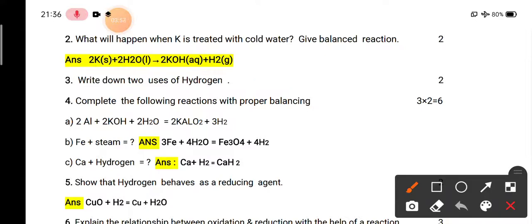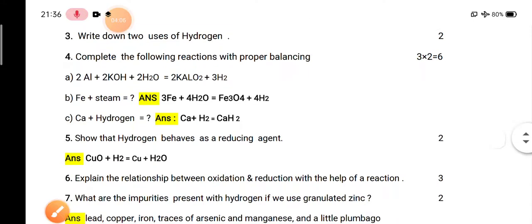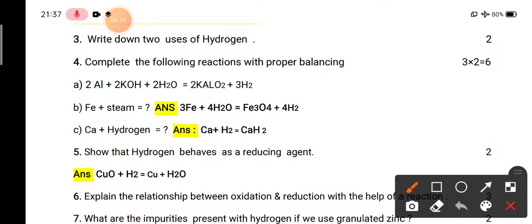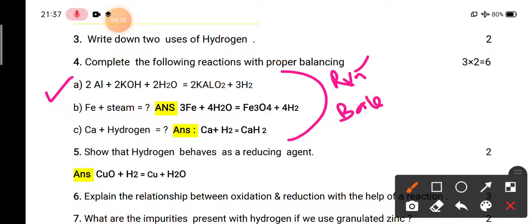Then comes question number 4. That is, complete the following reactions with proper balancing. This is the correct answer for the first one. You have to write the reaction along with proper balancing. For all of these questions, that is 4.A, B and C, both the reaction and proper balancing are required.